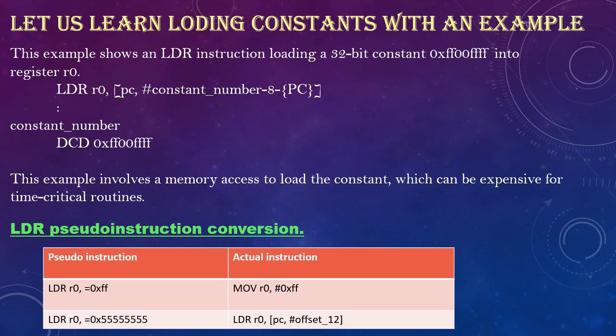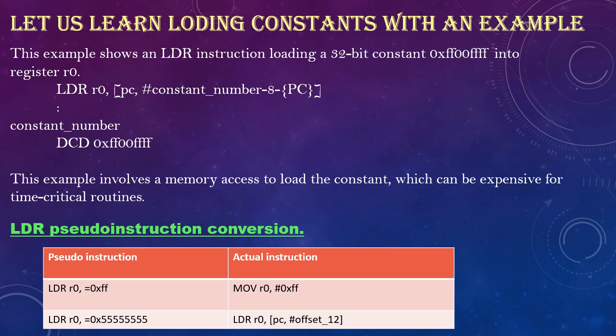So let us learn loading constant with an example. Here's an example of loading the constant. This example shows an LDR instruction. We studied about two instructions, right? LDR and ADR. So this example will show about LDR instruction loading a 32-bit constant into register R0.